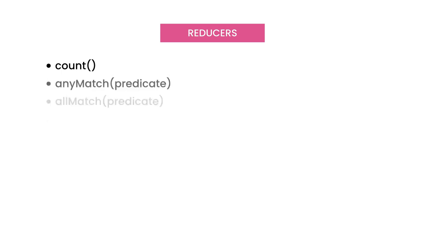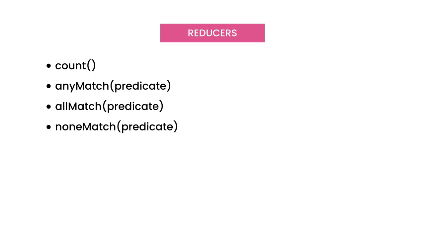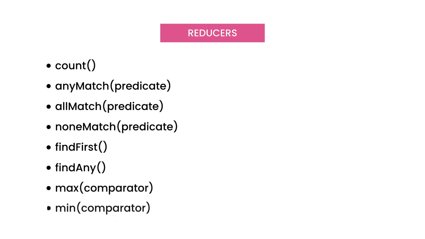For example, you can use the count method to count the number of elements in a stream. So the count method reduces a stream to the number of elements in that stream. We also have a group of matchers. With these methods, we can see if any or all elements in a stream satisfy a condition. We also have find first and find any for getting an element from a stream. And finally, we have max and min for selecting the maximum or minimum element based on a comparator.